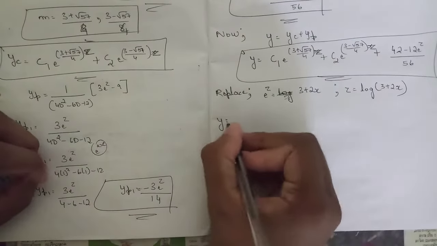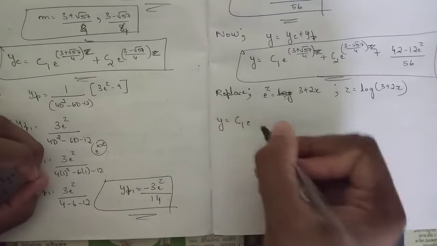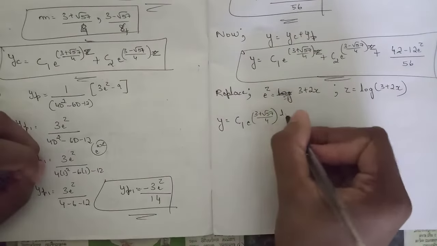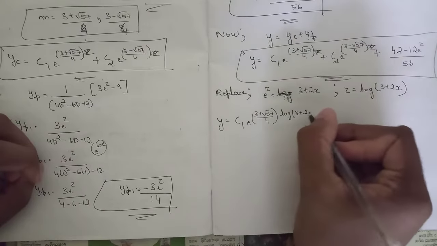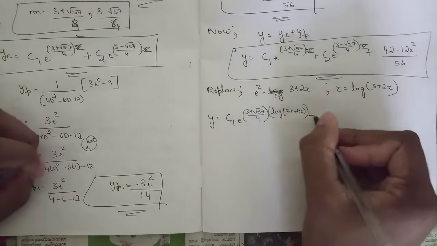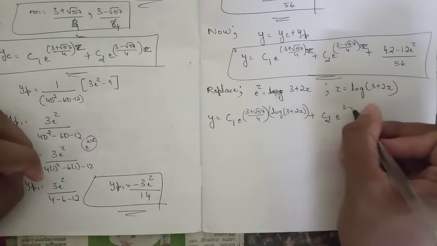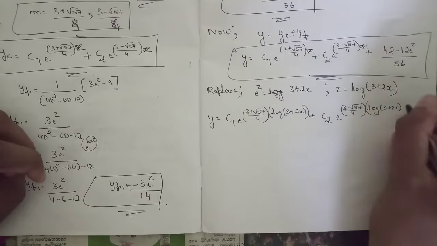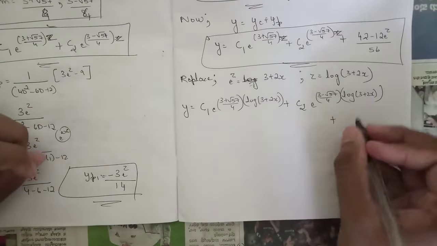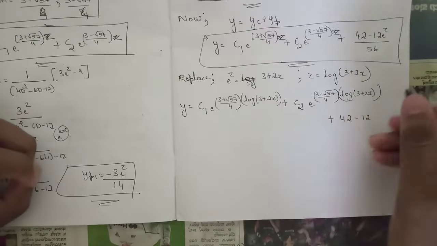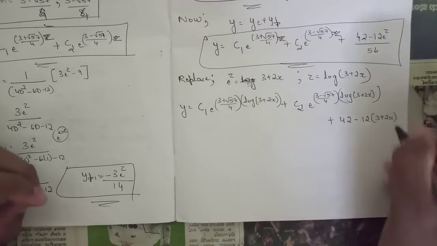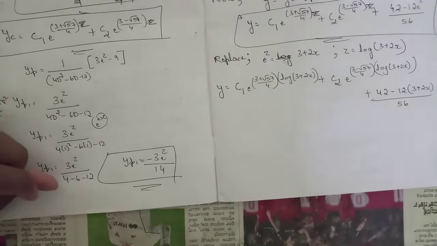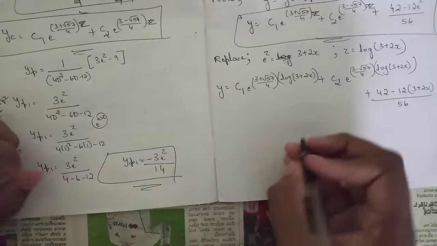Yeah, so now let's replace the terms. So what we get? c1 e to the power 3 plus root 57 by 4 into z, which is replaced by log of 3 plus 2x, plus c2 into e to the power 3 minus root 57 by 4 into again log of 3 plus 2x, plus, I'll write it down here, 42 minus 12 into e power z, which is 3 plus 2x, divided by 56. So we can solve this.